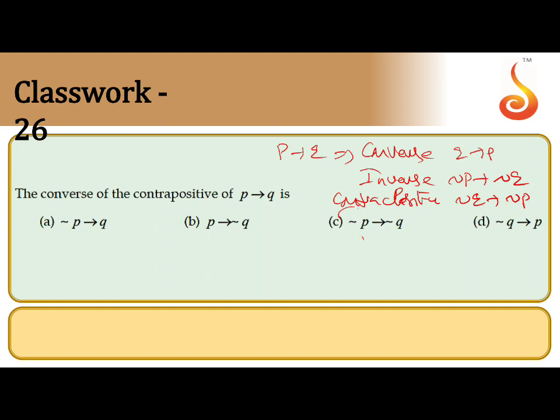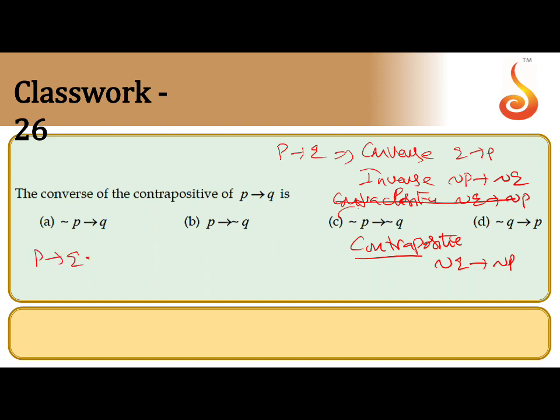Contrapositive means negation of Q implies negation of P. That's it. Sorry, I will write again. Contrapositive means negation of Q implies negation of P. This is what I'm writing. So that is called contrapositive. You have to take the converse of the contrapositive. First, what is the contrapositive?